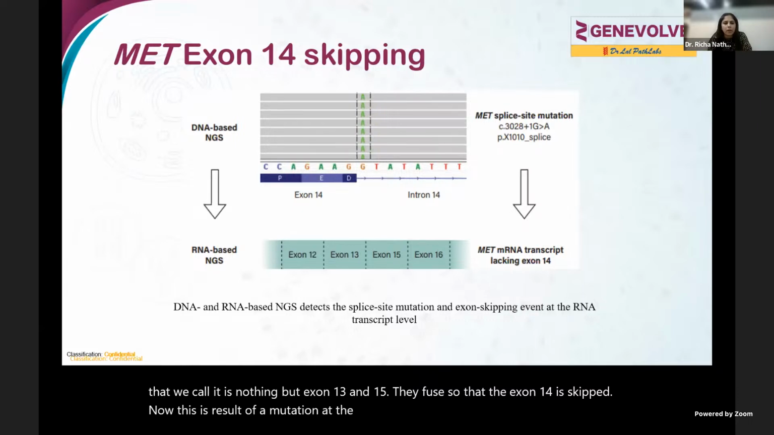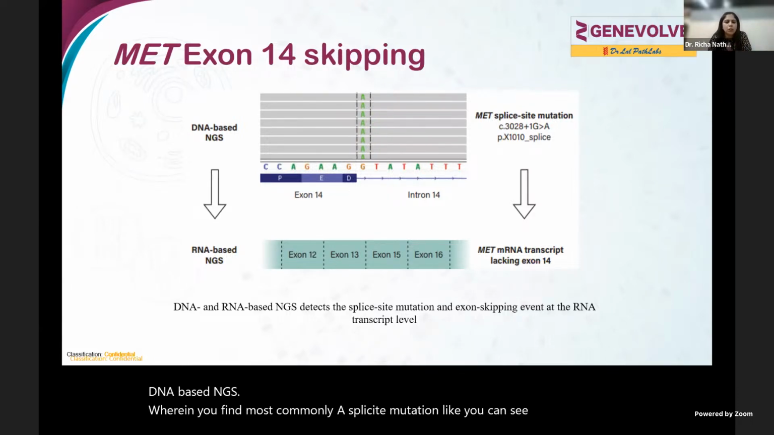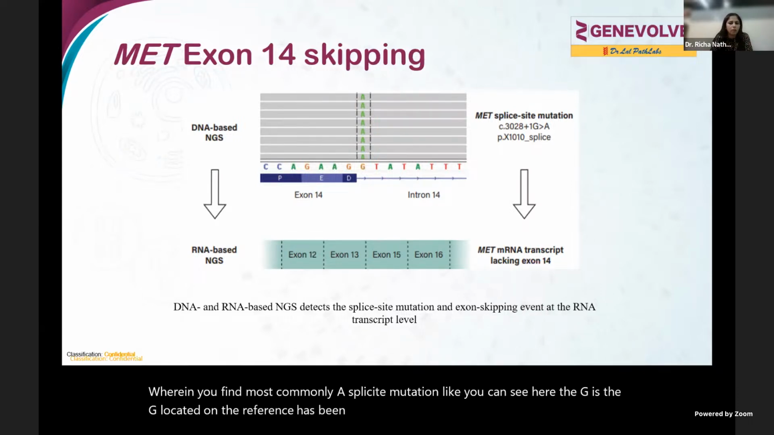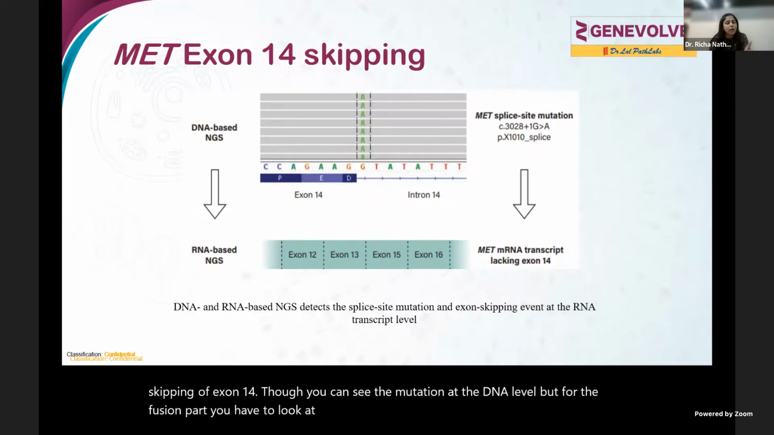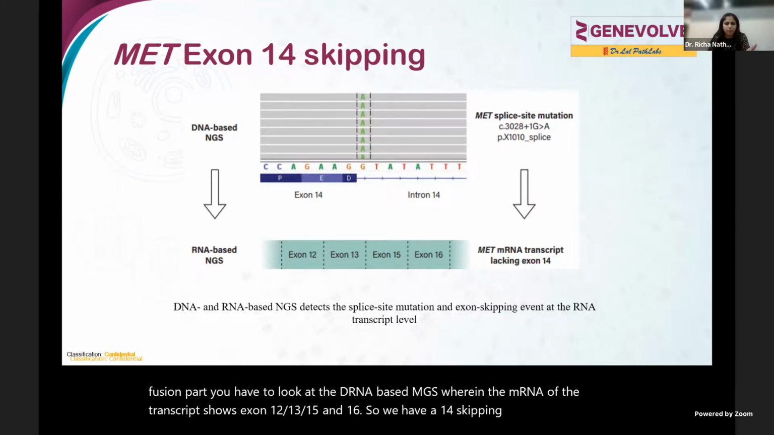So, this mutation can be detected by DNA-based means, wherein you find most commonly a splice site mutation, like you see here. The G located on the reference has been changed to A. So, this splice site mutation leads to skipping of exon 14. Though you can see the mutation at the DNA level, for the fusion part you have to look at the RNA-based versions, wherein the mRNA of the transcript shows exons 12, 13, 15, and 16. So, we have a 14 skipping here.